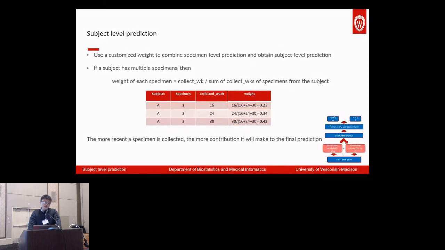The weight for each specimen is its collected weight divided by the summation of the collected weights of all the specimens in this subject. For example, if subject A has 3 different specimens with collected weights 16, 24, and 30, their weights at the specimen level should be 16 divided by 70, 24 divided by 70, and 30 divided by 70. So now for every subject in the testing data set, we can get the weighted prediction from the specimen level predictions.